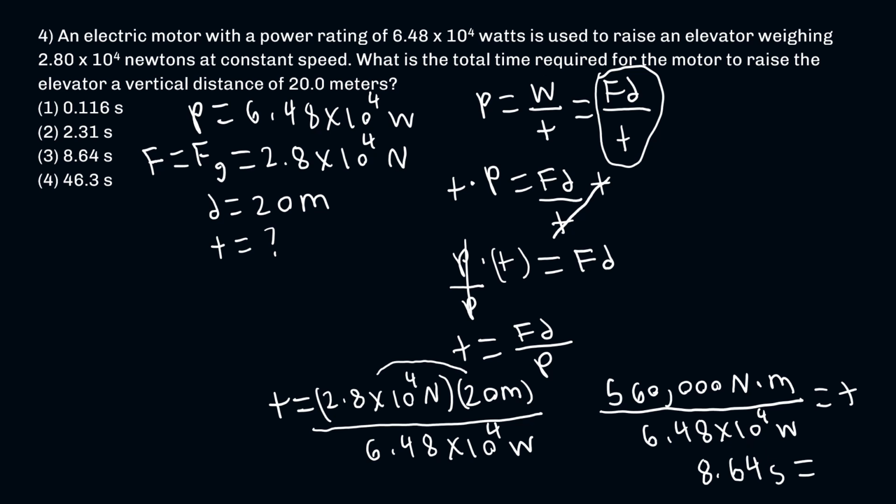And that's going to be seconds. That's my unit for time here. Don't worry about the newtons times meters over watts and making sure it ends up being seconds. It's a multiple choice question. This is a part 2 anyways. This would be more than enough work shown to get the full credit. And my answer then will be answer choice 3, 8.64 seconds. Let's move on to our next example.